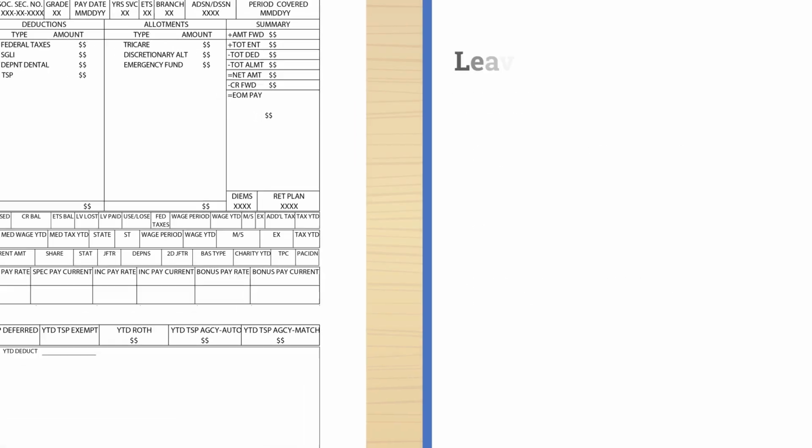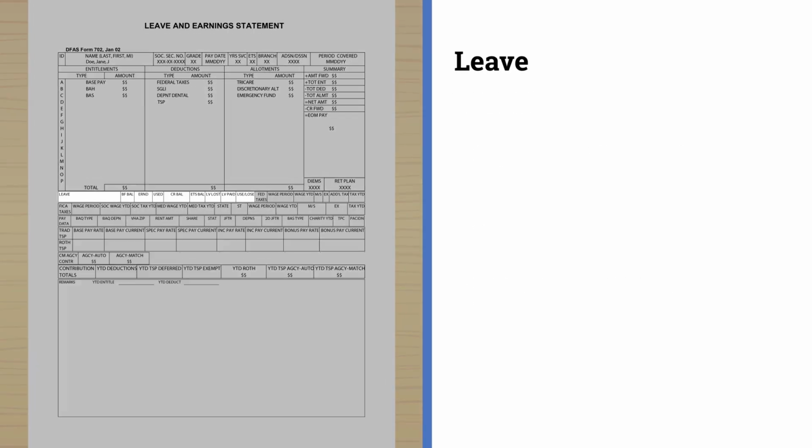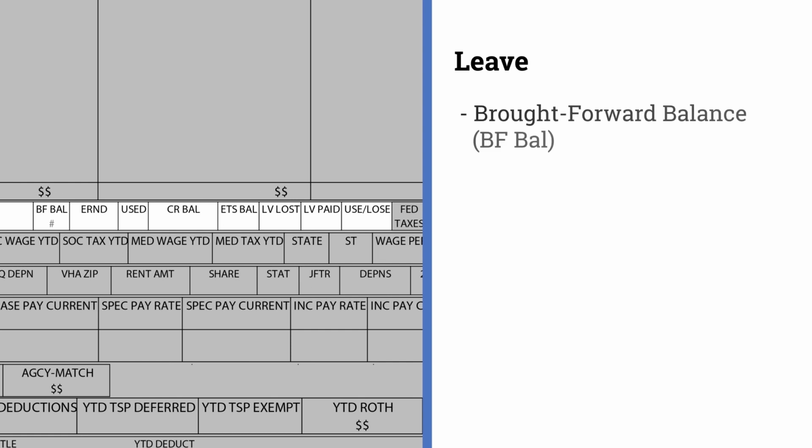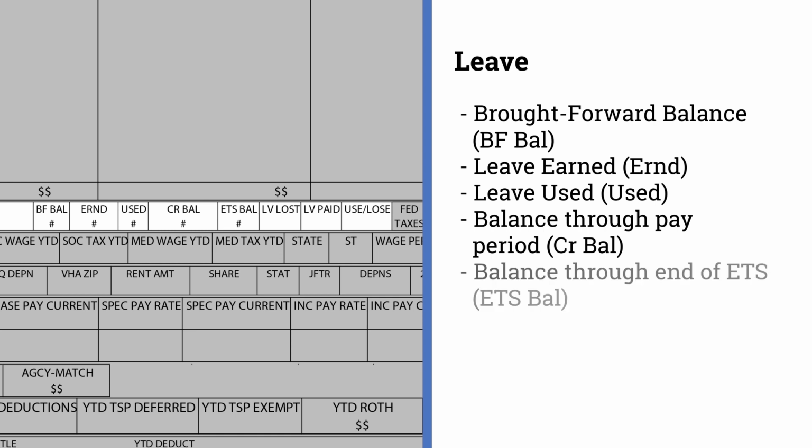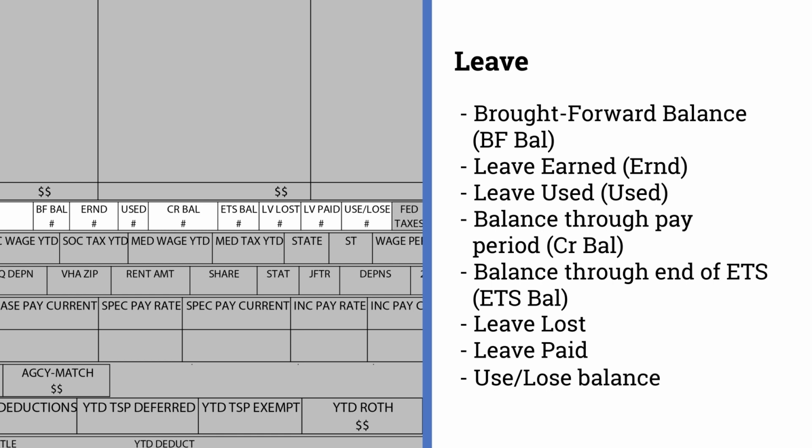Now let's look at your leave. In the next several fields, you can review your brought forward balance of leave, the cumulative amount of leave you've earned and used during this fiscal year, the current balance as of the end of the period the LES covers, and finally the projected balance you will have through the end of your expiration term of service. You'll see tallies of both lost and paid out leave. Don't lose your leave. Monitor the Use/Lose field to see the projected number of days you'll lose if you don't take them in the current fiscal year.